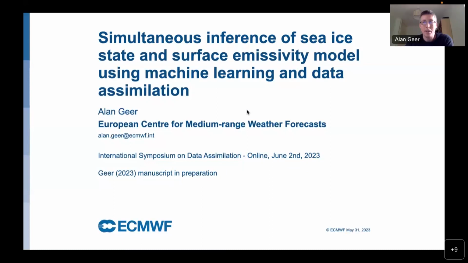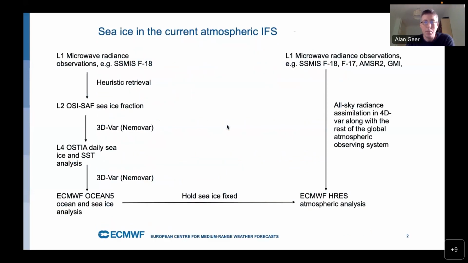This, I hope, is a talk that will demonstrate what I think is really the potential for machine learning to augment our data assimilation systems and solve some pretty difficult problems that we have to face in Earth system data assimilation. And the specific problem is focused in this talk on sea ice assimilation in the current atmospheric IFS. And on the right, we have the assimilation of microwave radiances sensitive to the surface from various instruments in the all-sky radiance assimilation path in the 4D-Var for atmospheric data assimilation.